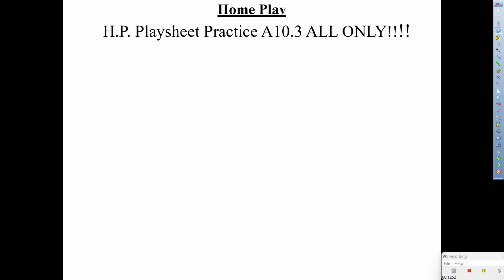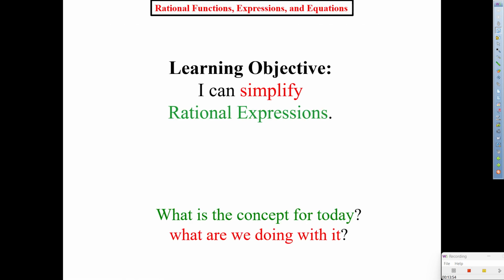Previous home play, had a great weekend. Yes, everybody recharged. All right, so with that said, our objective for today: I can simplify rational expressions. If that's the objective, remind your neighbor by looking at it, what is the main concept for today? What are we moving on to? Main concept.